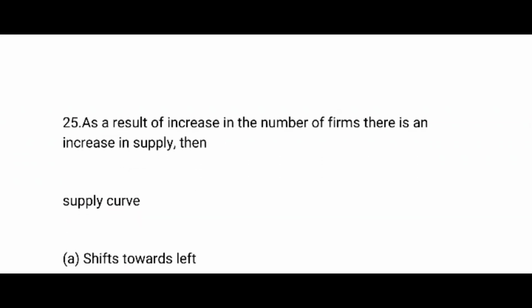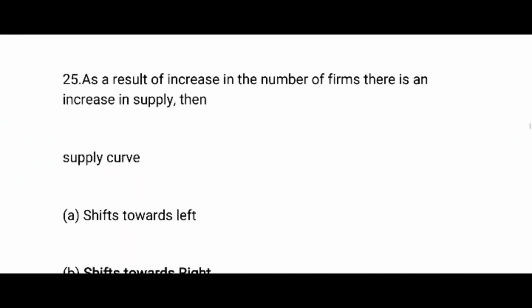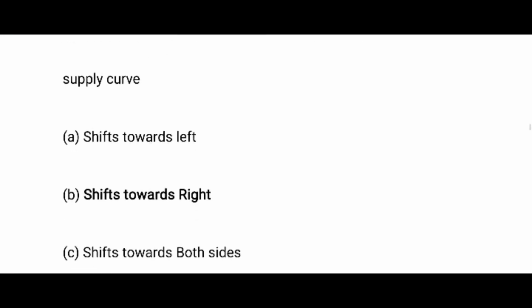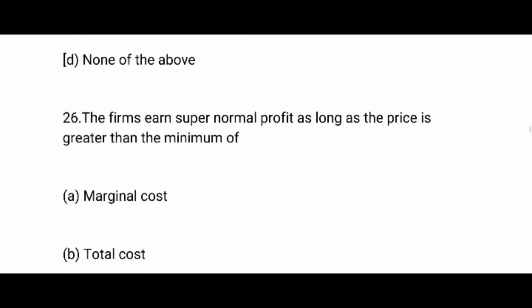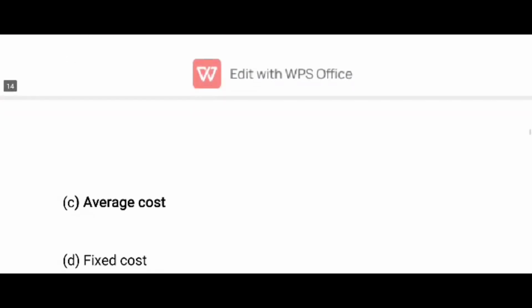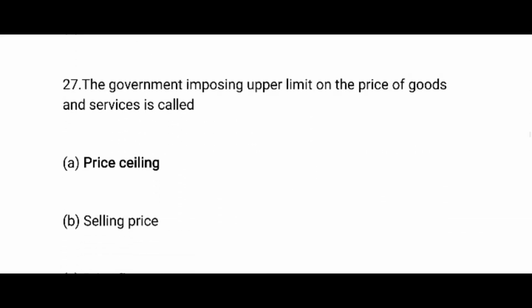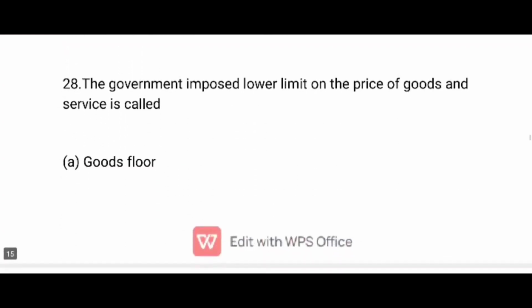As a result of an increase in the number of firms, there is an increase in supply, then the supply curve will shift towards the right. If it decreases, then it will shift towards the left. That is what you have to answer. The firm earns supernormal profit as long as the price is greater than the minimum of the average variable cost. The government imposing an upper limit is a price ceiling, a lower limit is a price floor.